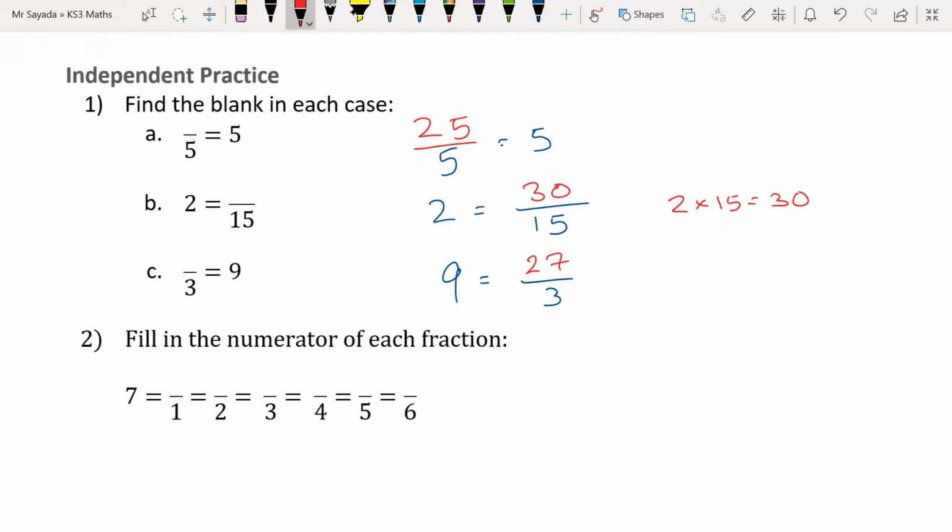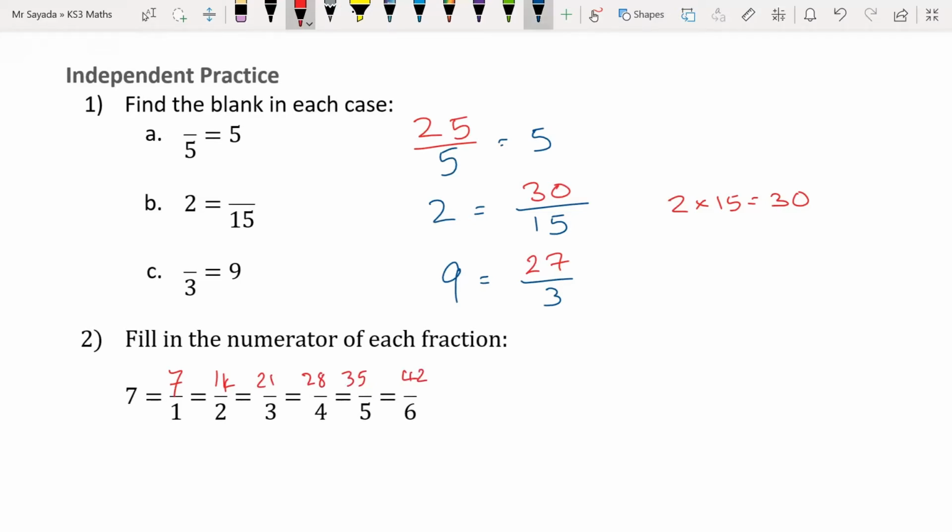That's 9. And then finally, fill in the numerator of each fraction. So 7 is going to be the same as 7 over 1, 14 over 2, 21 over 3, 28 over 4, 35 over 5, or 42 over 6. All of those fractions are the same as the number 7.